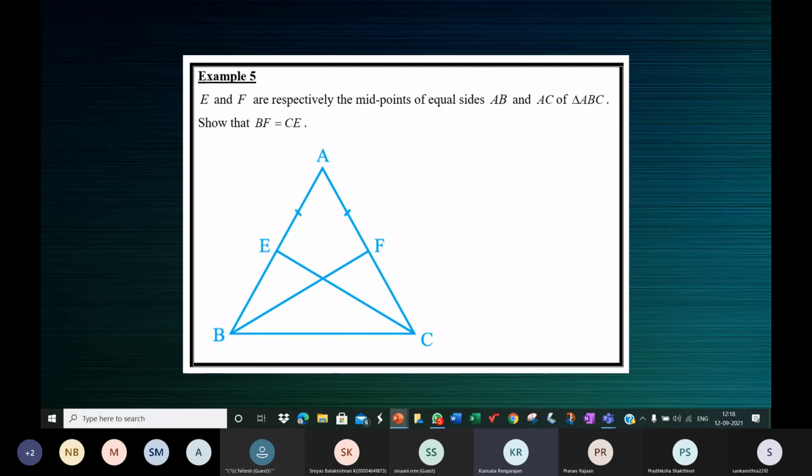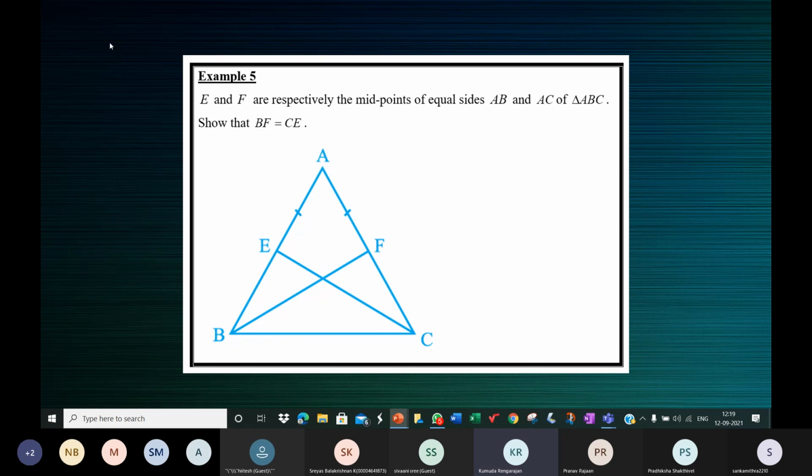CEA, yes. You must be able to gauge if you can show that the two triangles are congruent to each other. You cannot take just any two triangles. Two triangles have side BF and two triangles have side CE. So you must take the two triangles carefully.